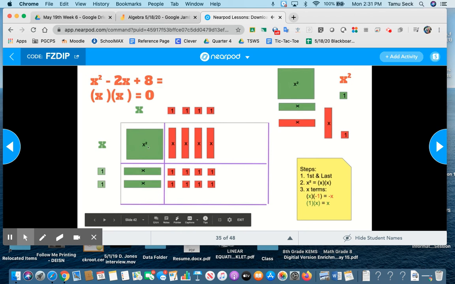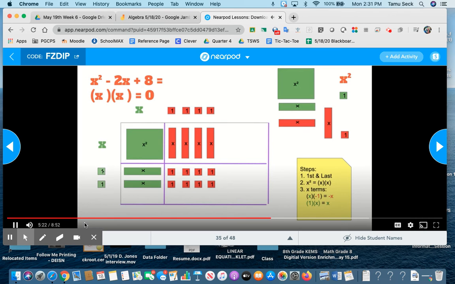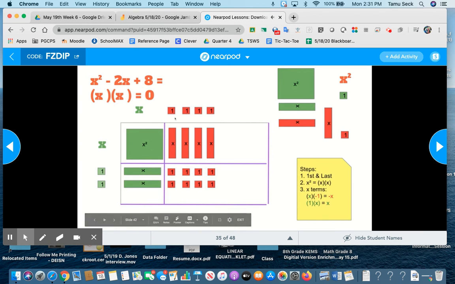So, x times x is x squared. x times negative 1 is negative x. We have 4 of those. Then 1 times x is x. We have 2 of those. And then 1 times negative 1 is negative 1, and we have 8 of those. So again, x times negative 1 is a negative x, and 1 times x is x. Next page.